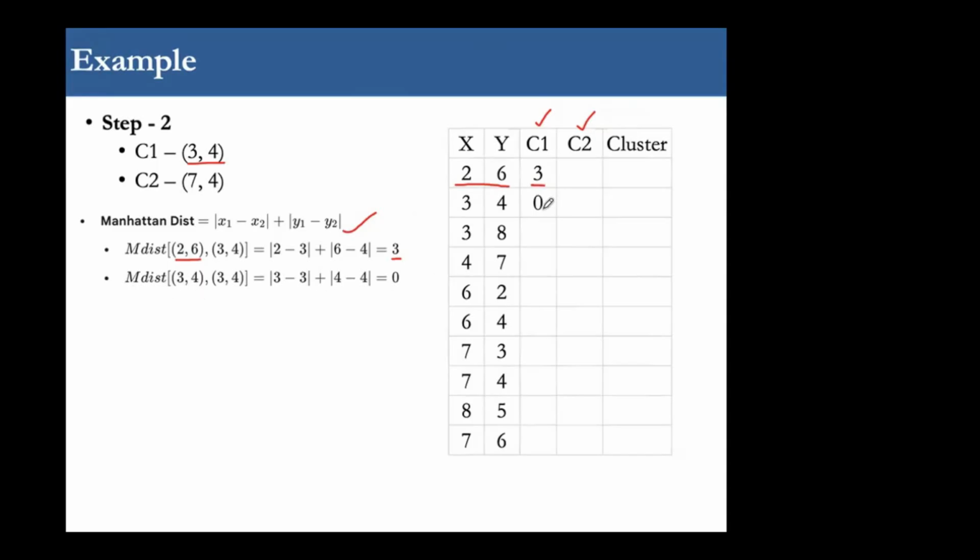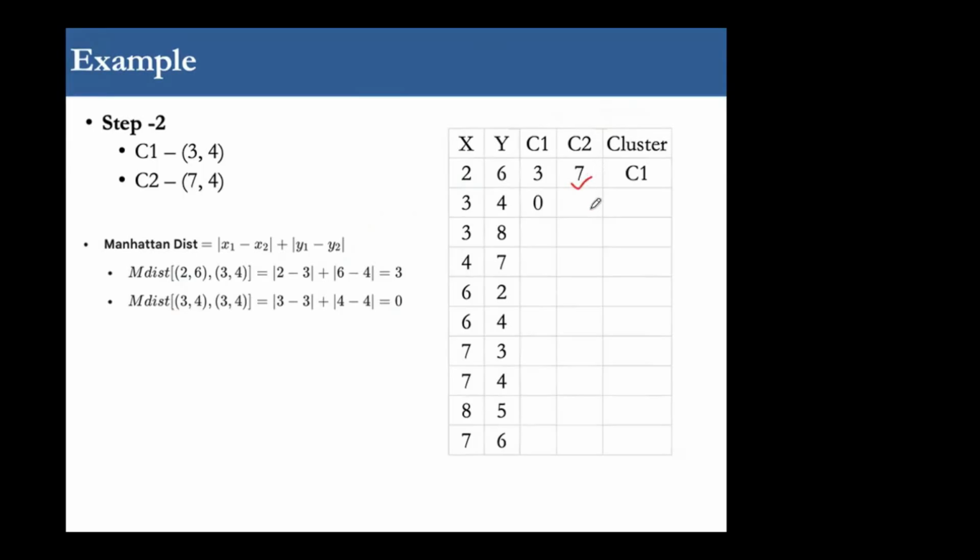Similarly, we can find it for the next one. (3, 4) is the data point and (3, 4) is the cluster center, so it is itself the center, and we get the value as 0. Similarly, we calculate this value and get 7. Now we need to compare 3 and 7. 3 is the minimum distance. It means that this data point has the minimum distance to the cluster 1 center, with a value of 3, whereas the distance to the second cluster is 7, which is higher. So this particular data point belongs to cluster 1.